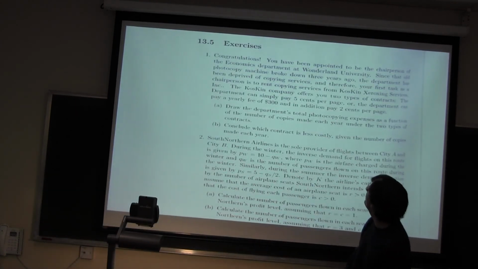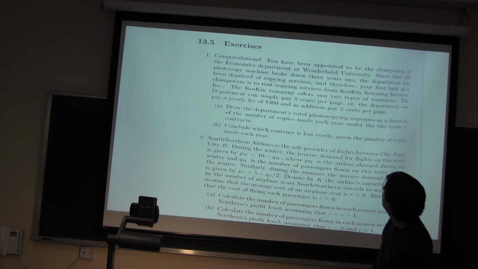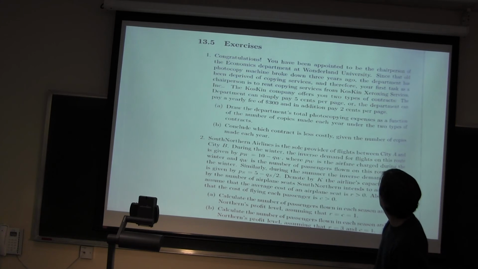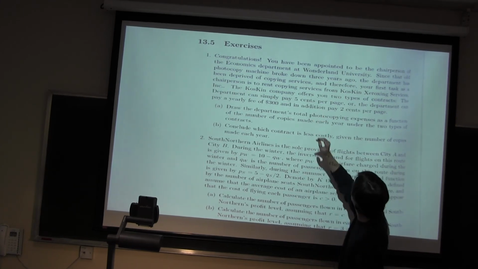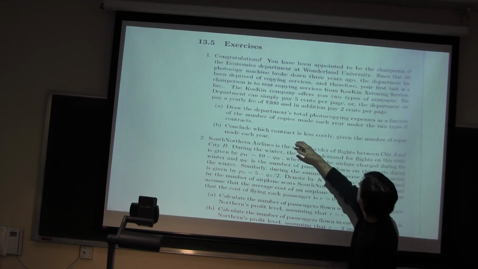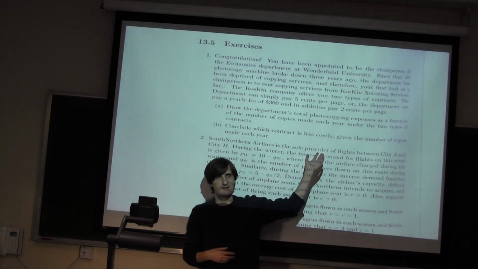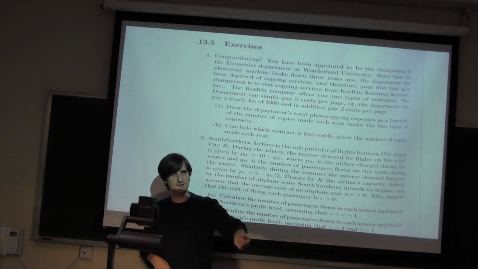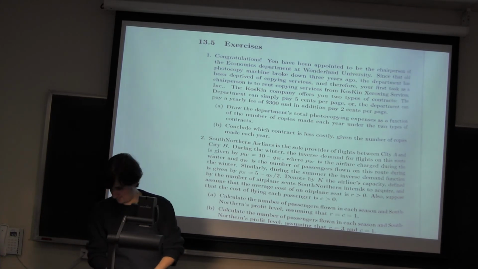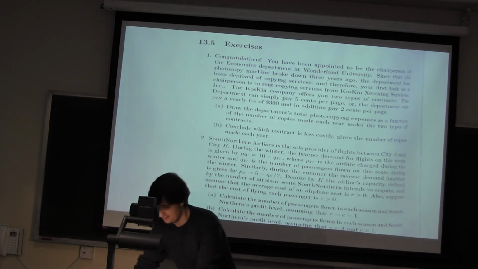So, lucky you, you've been appointed chairperson of the economics department at Wonderland University. So you need a new photocopier. You've got a choice between two contracts. One, you can pay 5 cents per page. The other one is you pay a yearly fee of $300 and 2 cents per page. Okay, so that's a two-part tariff, right? $300 rental plus some marginal cost on top of that. Okay, so this is a nice easy one.